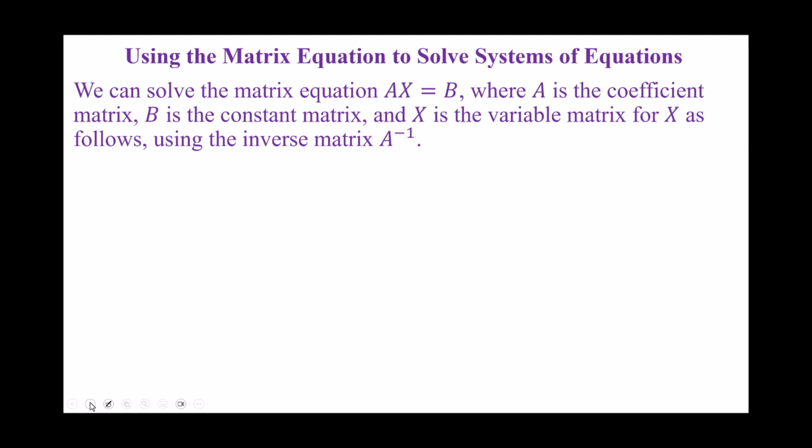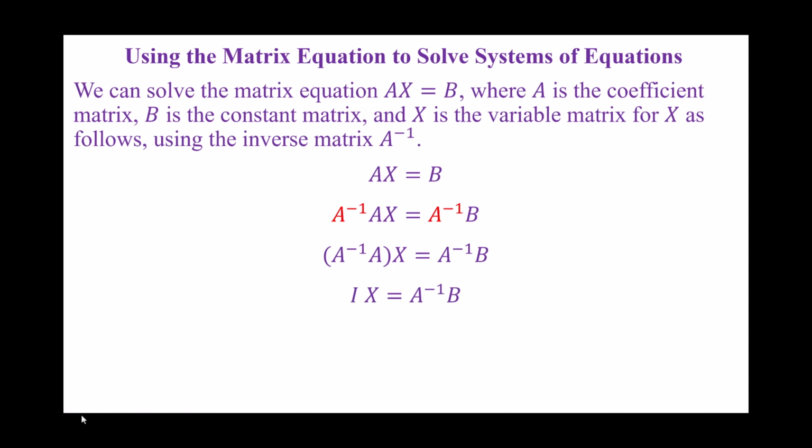Now, to use a matrix equation to solve a system of equations, we can solve like this. If I have AX equals B, and I multiply both sides by the inverse of A, then on the left side, where we have A inverse times A, that is the identity matrix. So we have the identity matrix times X equals A inverse times B, and the identity matrix times X is just X. So to solve a system of equations using a matrix equation, my solution would be the inverse times the constant matrix. So the inverse of the coefficient matrix times the constant matrix should give me my solution.